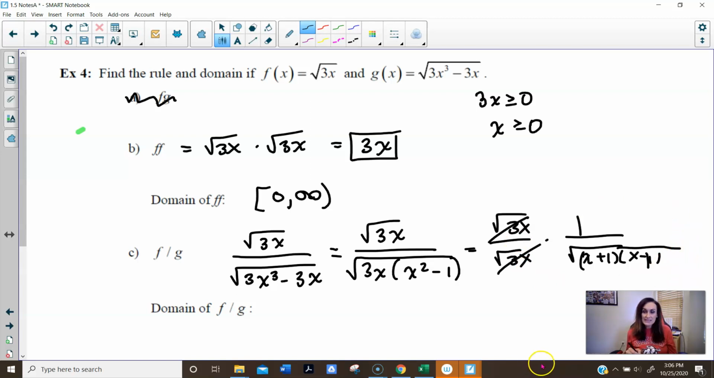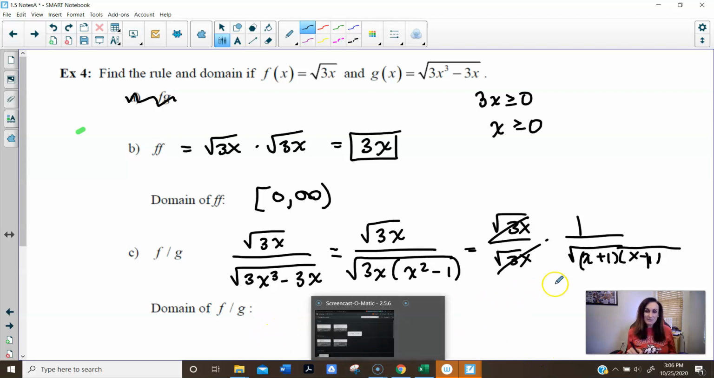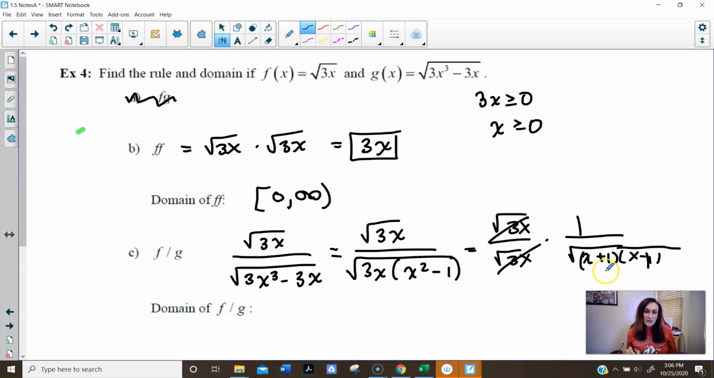and our final answer is this, 1 over the square root of x plus 1, x minus 1. The domain is all real numbers, except we have a problem here because I cannot have the denominator be 0, and I cannot have a negative underneath the square root. And you could rationalize this. I'm going to just leave it as is for now, and let's focus on the domain.